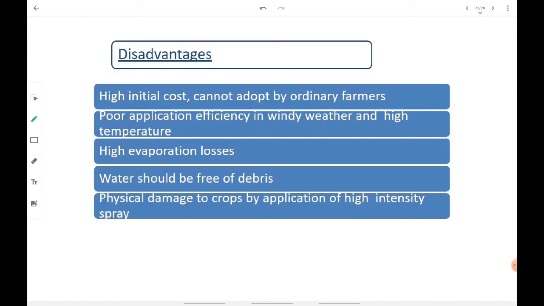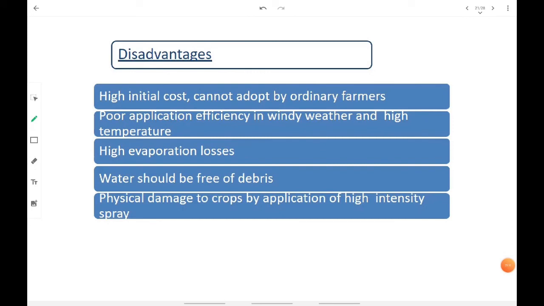Then, physical damage to the crop by application of high intensity spray. Yes, this needs to be controlled. When we are talking about a high pressure pump delivering water through the nozzle, we need to take care that the pressure is maintained such that it will not impact the root zone or the overall zone of the plant. Otherwise, delicate crops are going to get hurt because of the application of high intensity spray.